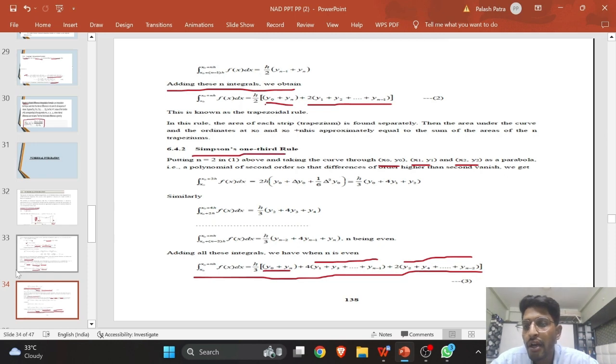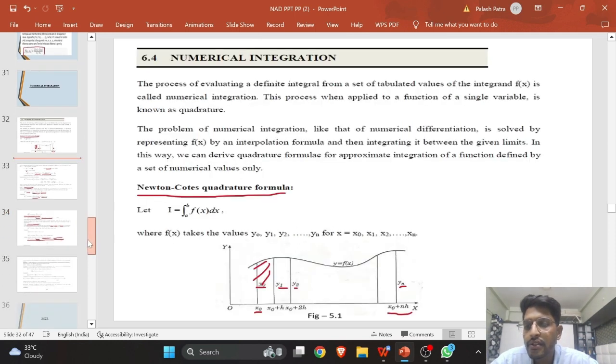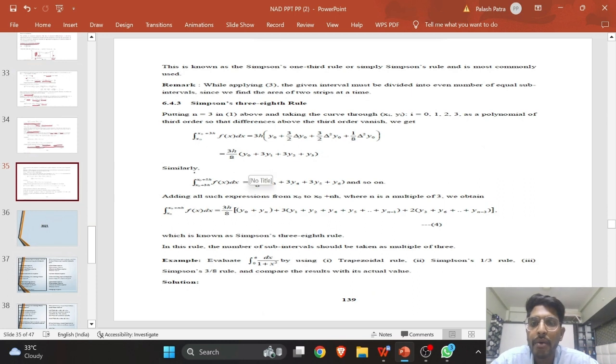Now the next one is Simpson's 3/8 rule. In Simpson's 3/8 rule, we put the value of n equal to 3 and calculate the value of the integral. The value of the integral comes out to be 3h/8 multiplied by the sum of y0 and yn, that means the sum of the first and the last terms. And over here, if you look at 2 times the sum of y3 plus y6, these are all the multiples of 3.